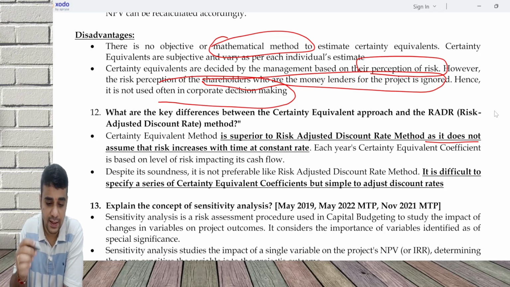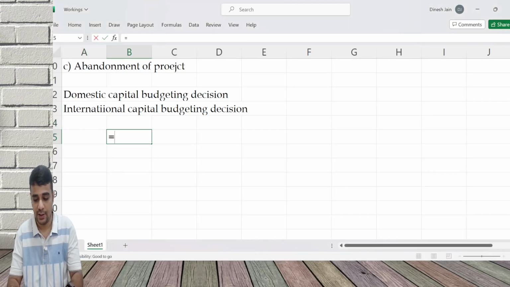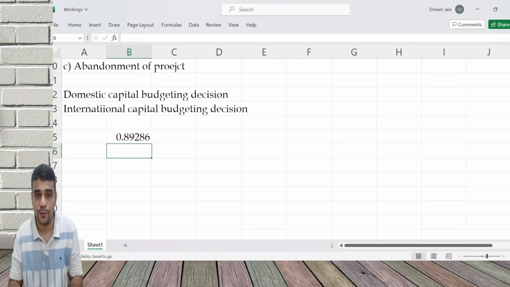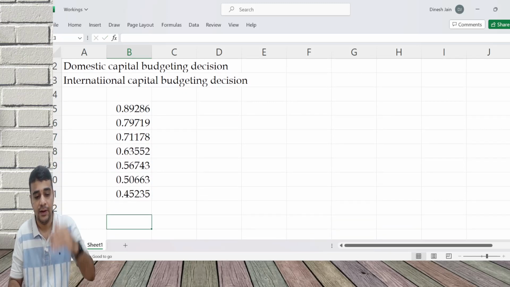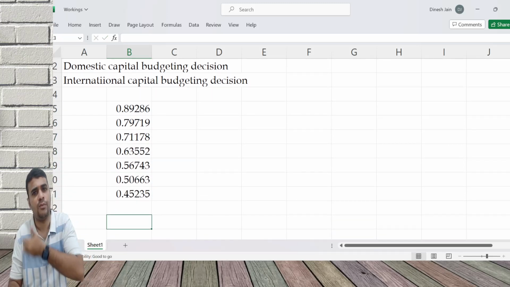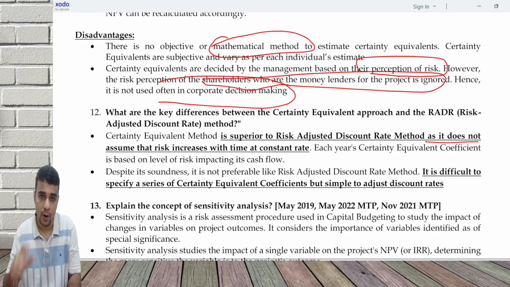What is risk increasing with every year is, if you use 12% as a risk rate, 1 divided by 1.12 the first year. Second year, if you divide by 1.12, the PVF factor keeps going down significantly, which means you are assuming that a uniform level of risk is there for different years. Whereas in the CEF approach, I can alter this.